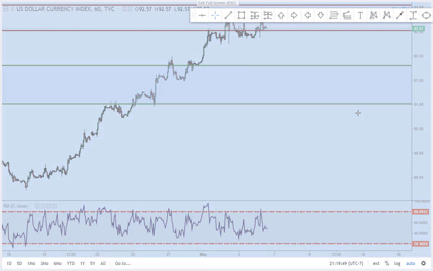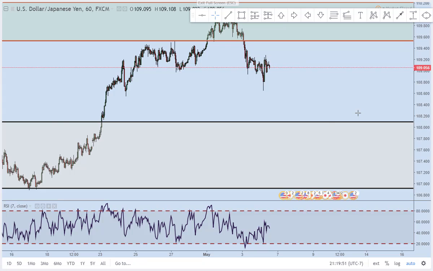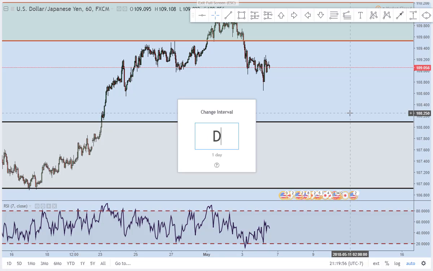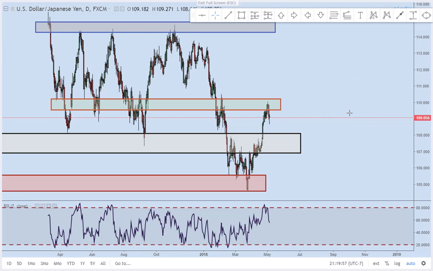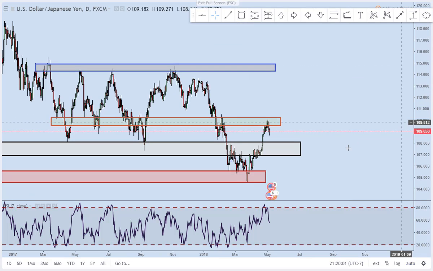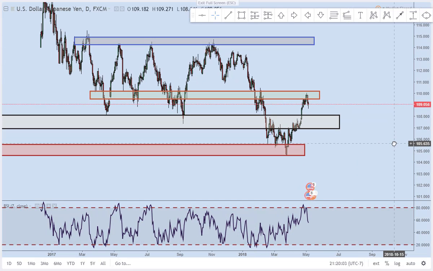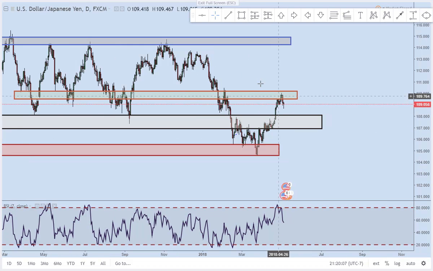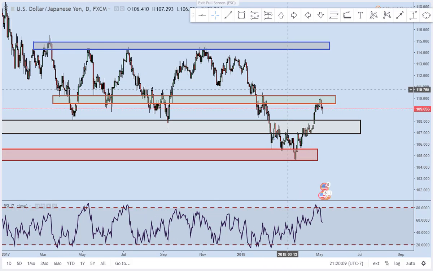Where is the dollar yen? Okay, we'll start our analysis from the daily chart. Now this is a pair that I was following this past week. I think 2 weeks back, I had a preparation on this pair and we got stopped out.